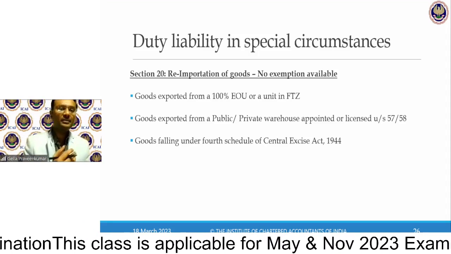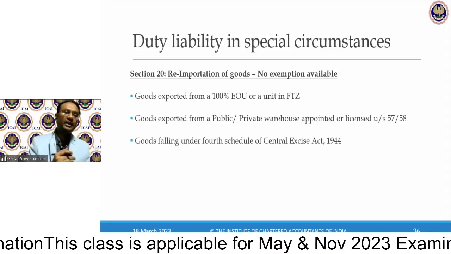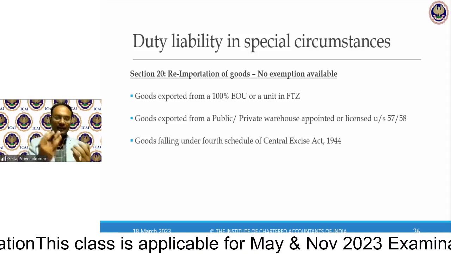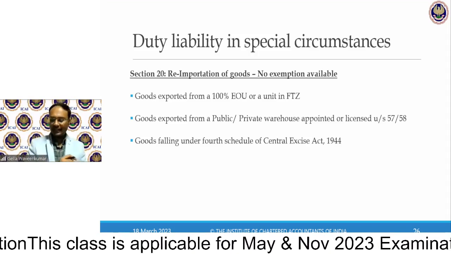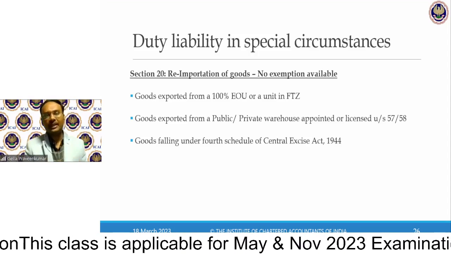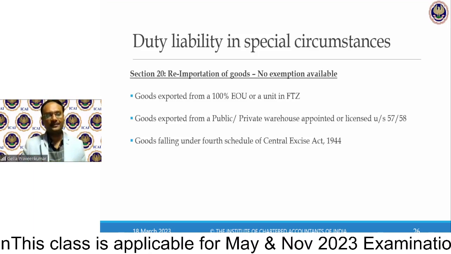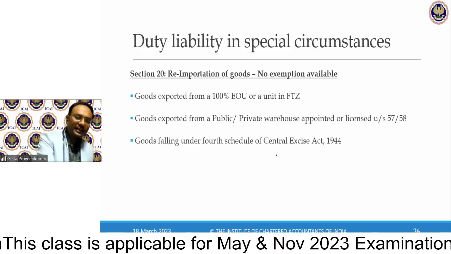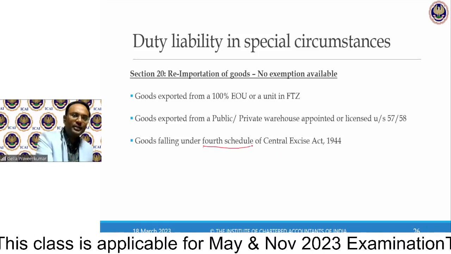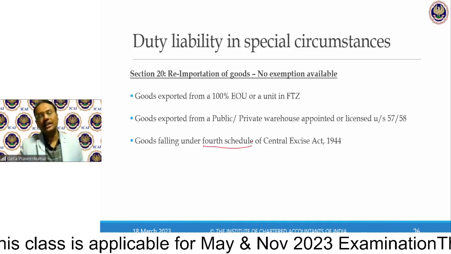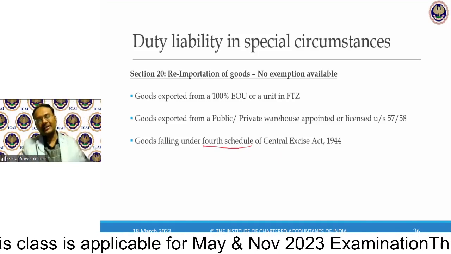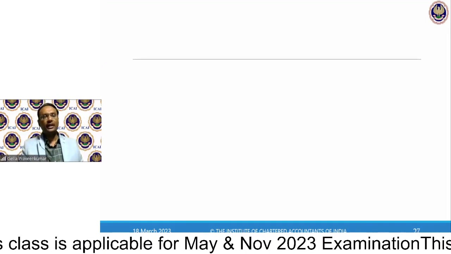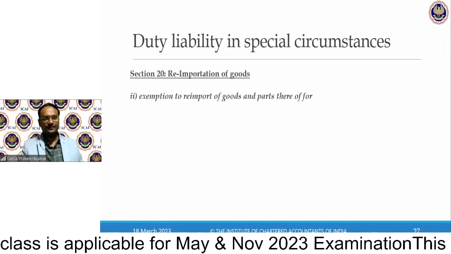Similarly, there are goods which are exported from a warehouse. When you never paid duty when you exported from a warehouse, why should I give you a benefit when you import it back? And goods covered under the 4th schedule, generally the alcohol and tobacco products. For these 2 products, there is no benefit under this 45 of 2017.